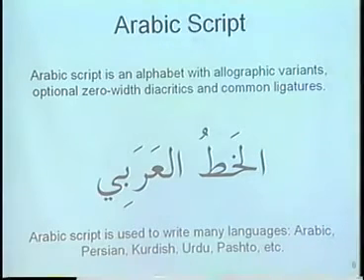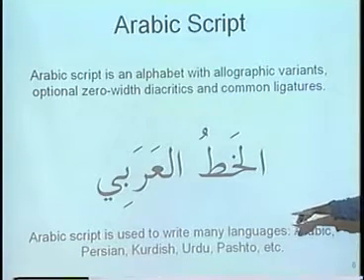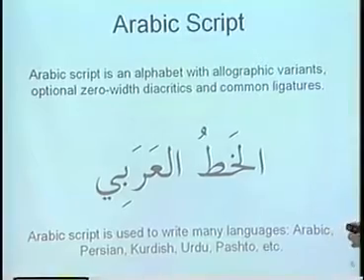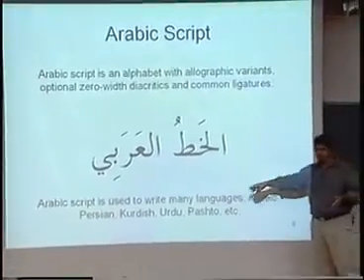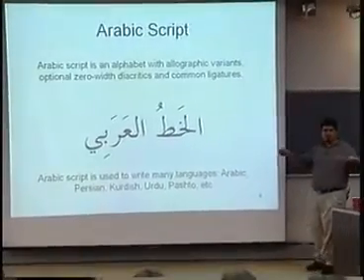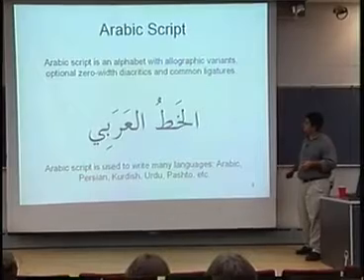Okay, now Arabic script is used for Arabic, the language, but also for many other languages: Persian, Kurdish, Urdu, Pashto, many others. The relationship here: Persian, Kurdish, Urdu and Pashto are actually from a totally different family. They're not Semitic; this is Indo-European, this is Semitic. So the script had wide coverage in terms of how it was used for different families.